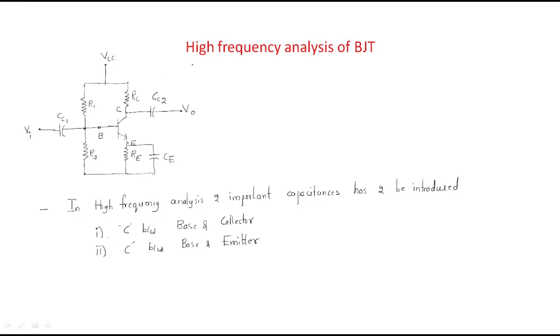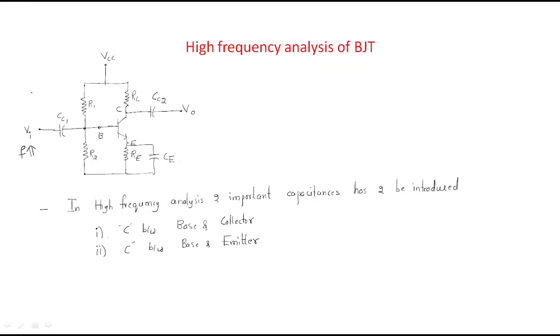Hello everyone. In this session, we will discuss the high frequency analysis of BJT. In the last session, we discussed the small signal analysis of BJT. Here, we apply a high frequency signal. If the input frequency is very high, then what is the equivalent circuit diagram? What parameters are changed? What parameters are introduced? And how does the equivalent circuit diagram behave? All these things will be discussed in the high frequency analysis of BJT.